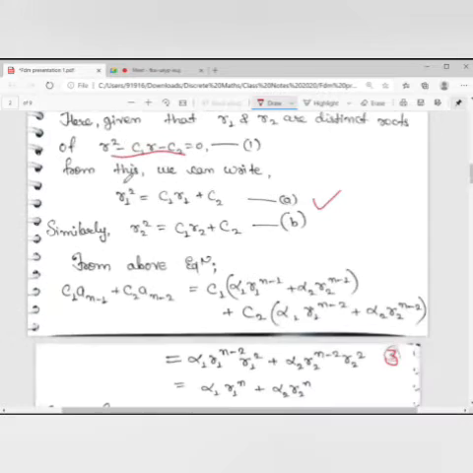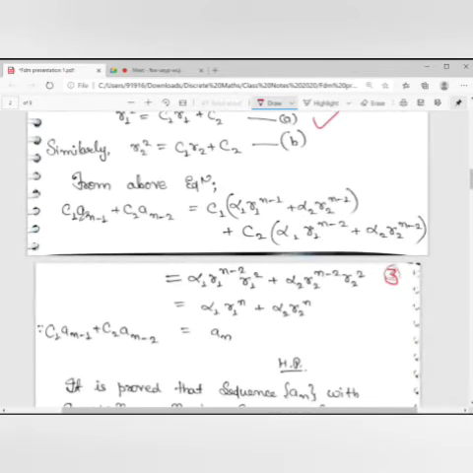In this relation, I will put c1 a_(n-1) + c2 a_(n-2) = c1 (alpha1 r1^(n-1) + alpha2 r2^(n-1)) + c2 (alpha1 r1^(n-2) + alpha2 r2^(n-2)).